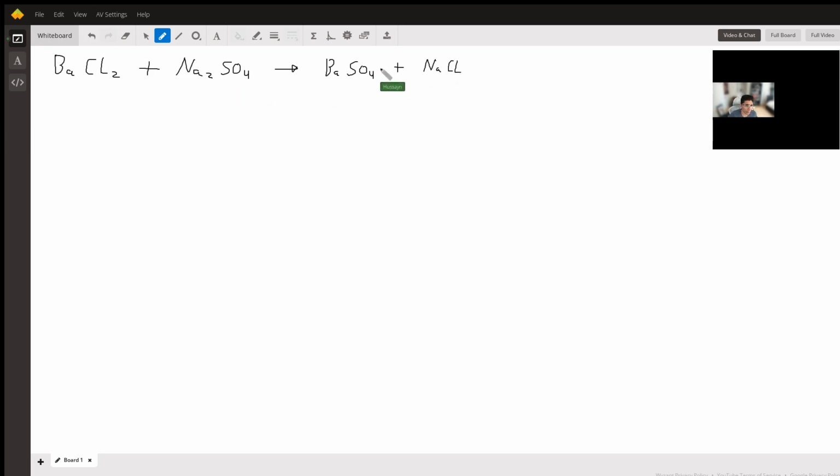And if you look here, we are nearly balanced just off the bat, but we have Na2 here and only Na, and we have Cl2 here and only Cl. So we are going to make this 2 NaCl. Ta-da! We're balanced.